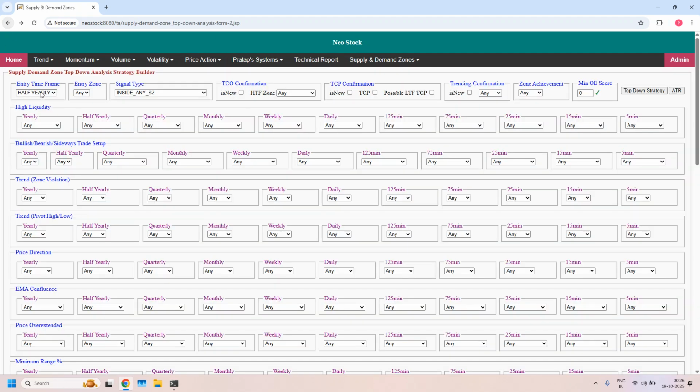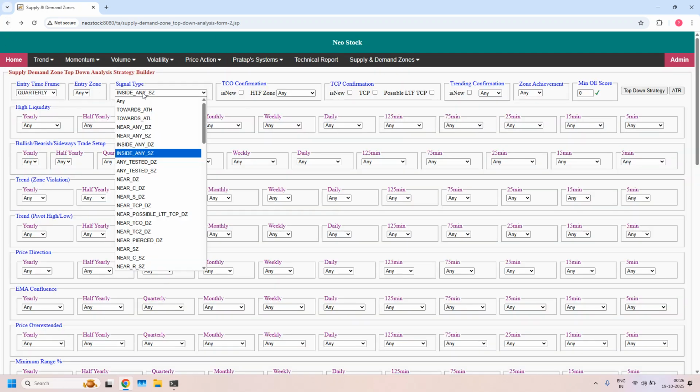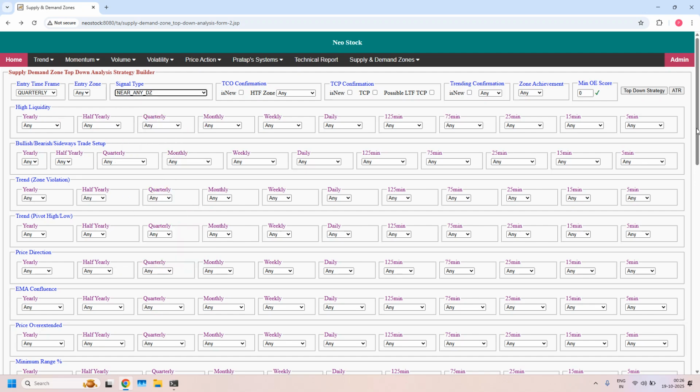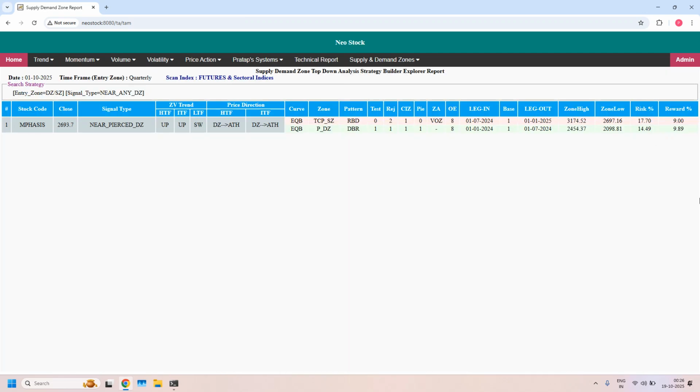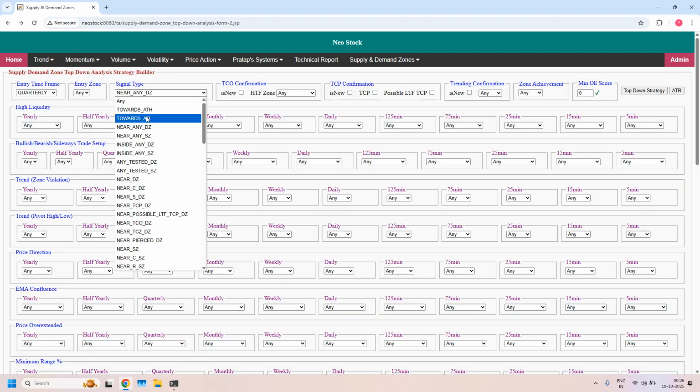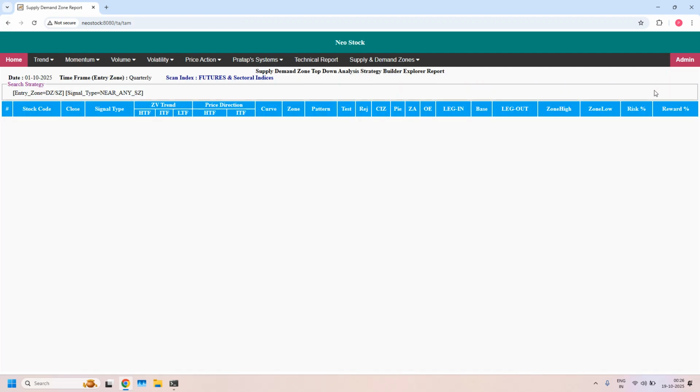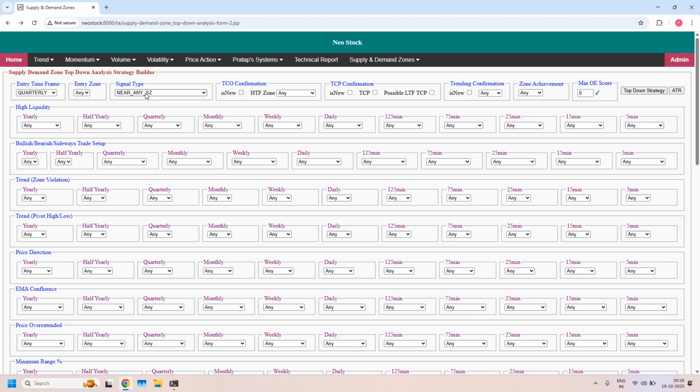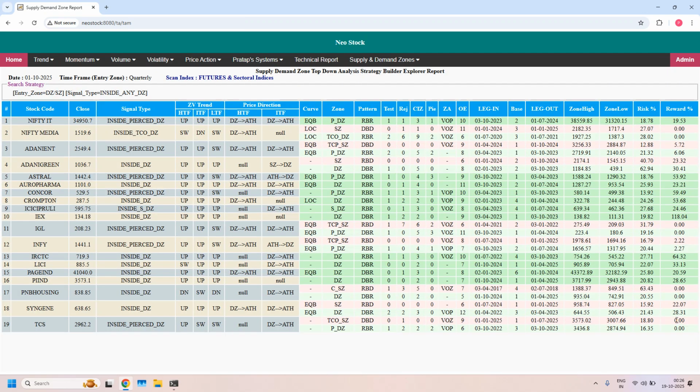So next time frame is quarterly. Stocks near to the quarterly demand zone, we got 1 stock. Next, stocks near to the quarterly supply zone, no stocks. Price closed inside the quarterly demand zone, we got 19 stocks.